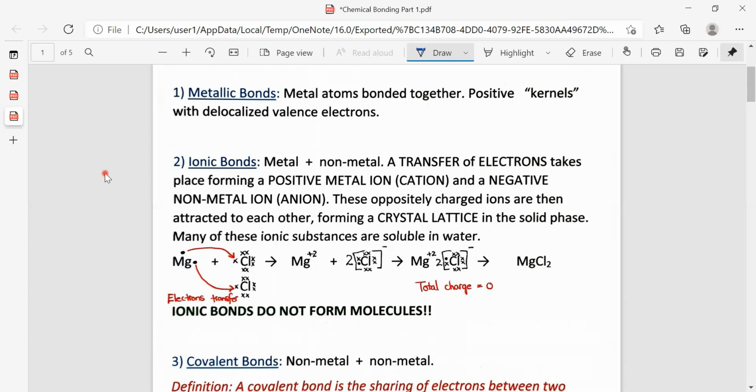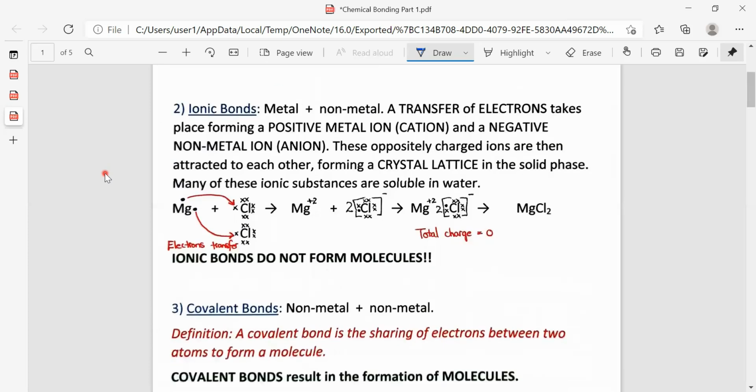The metallic bond you dealt with last year, so I'm not going to go into that. You must just know that it is a bond between metal atoms where we have the positive kernels, which is the nucleus and the core electrons, and then the delocalized valence electrons are free to move through the metal, and that is why metals can conduct electricity and heat so easily.